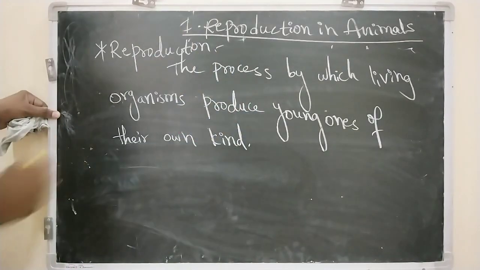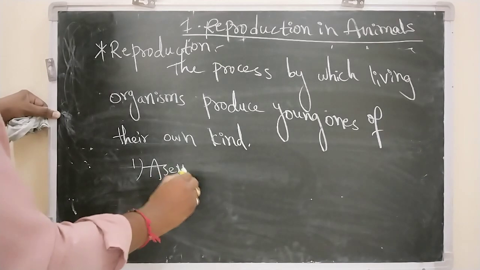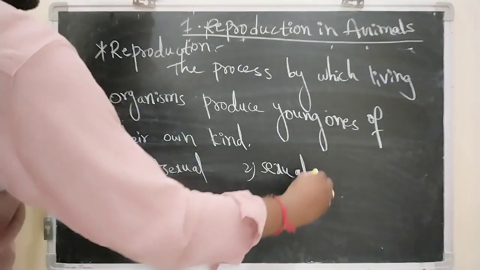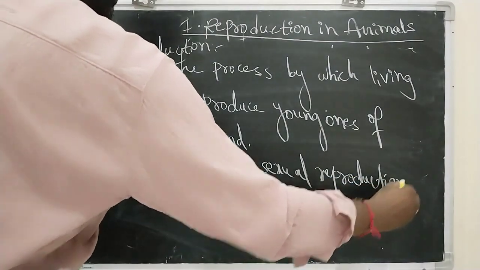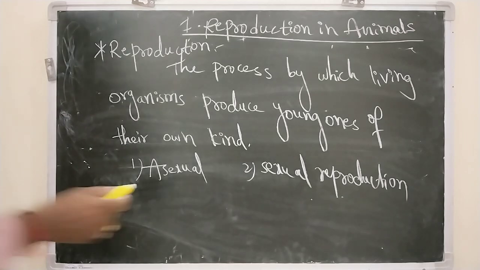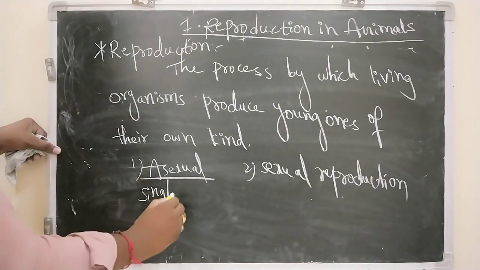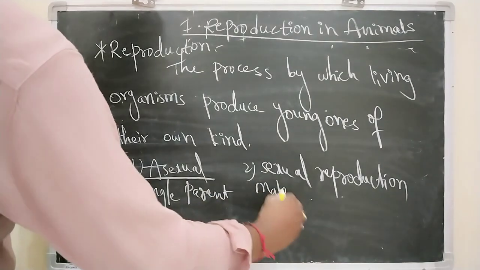And this is two types. One is the asexual reproduction, another one is the sexual reproduction. So what is the difference? Here only a single parent is involved. Here both male and female organisms are involved.